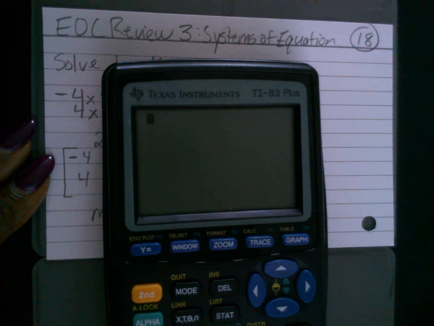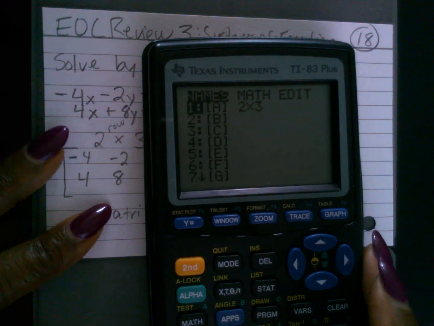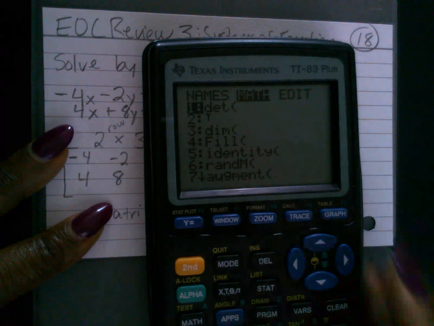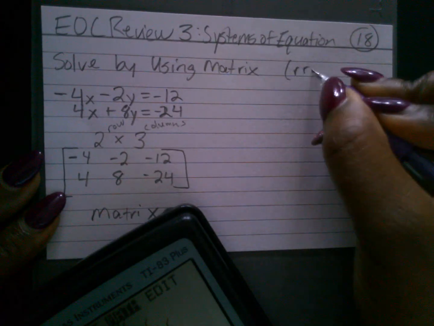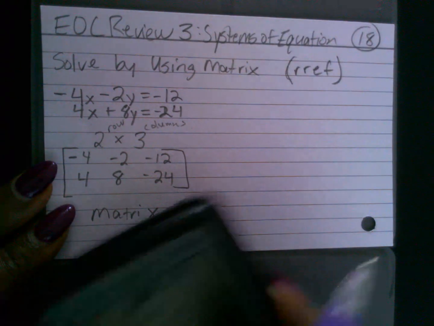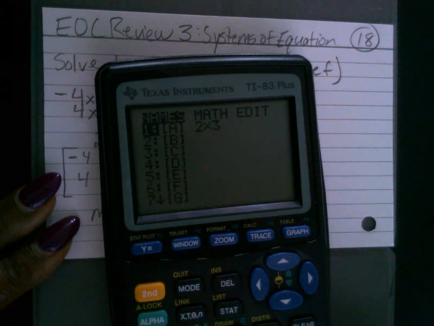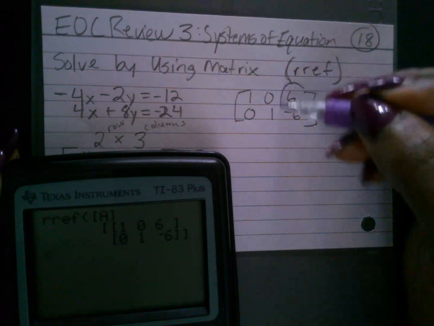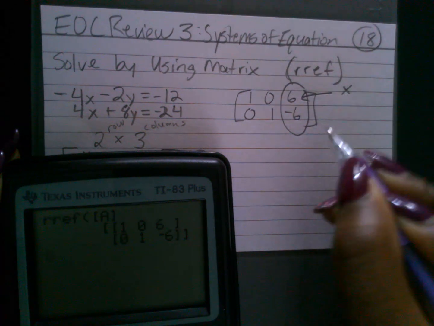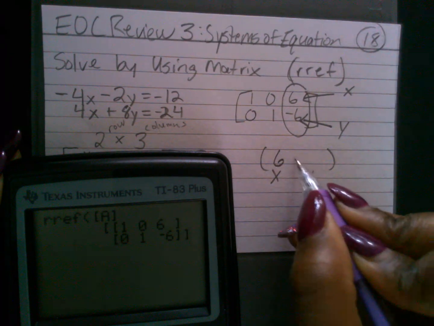Go to the main screen, second mode. Go back to matrix, second matrix, and you want the calculator to do the work. So you go over to math and you look for RREF. You might want to make a mental note to look for RREF. Now press enter and go back to matrix, second matrix, and the one that we created. Press enter here, and then press enter once more. So this is what you see. When you see this in the calculator, 1 0 6 0 1 -6, your answer is these last numbers on the end. This first number is always going to be your X, and that last number is going to be your Y. So your X coordinate is 6, and your Y coordinate is -6.